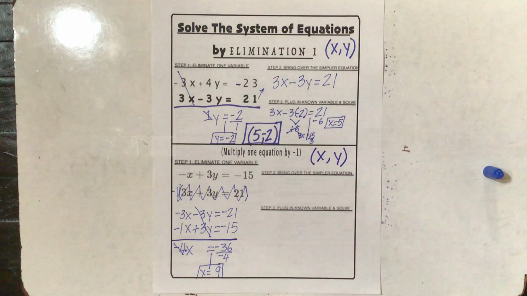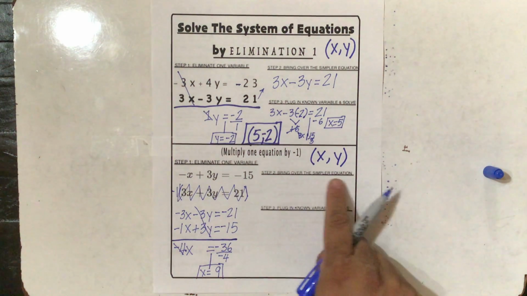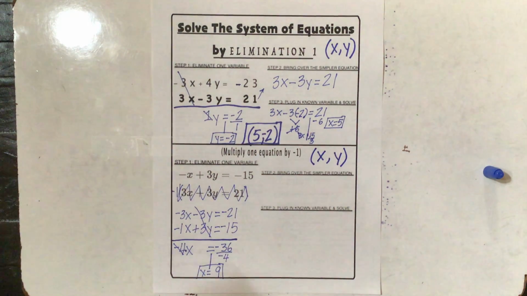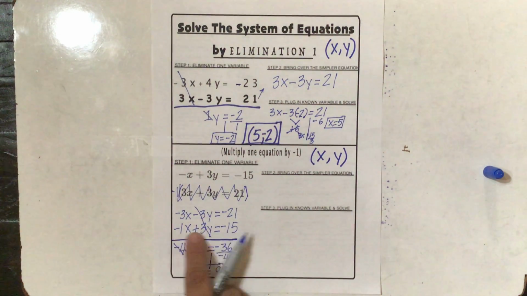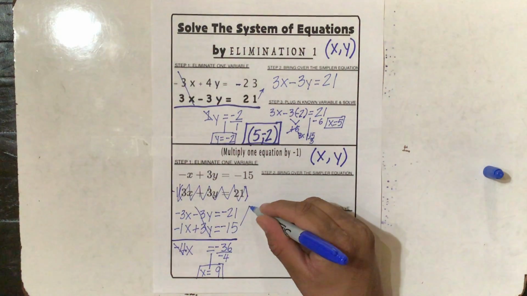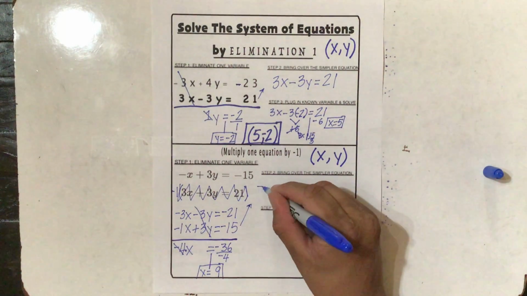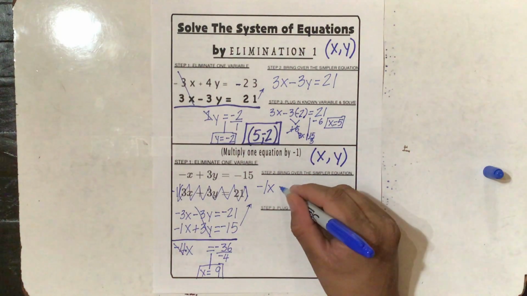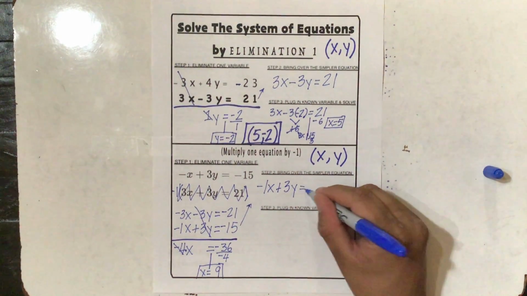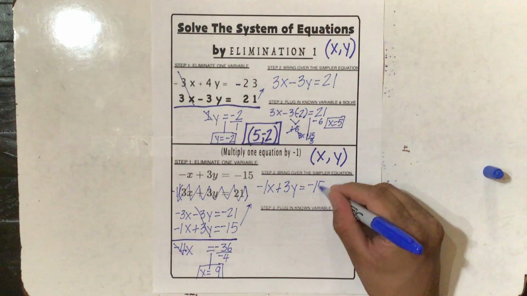So step 2. Step 2 says bring the simpler equation over. Which one of these is more simple? I think the bottom one is more simple. So I'm going to bring this bottom one over here. Negative 1x plus 3y is equal to negative 15.